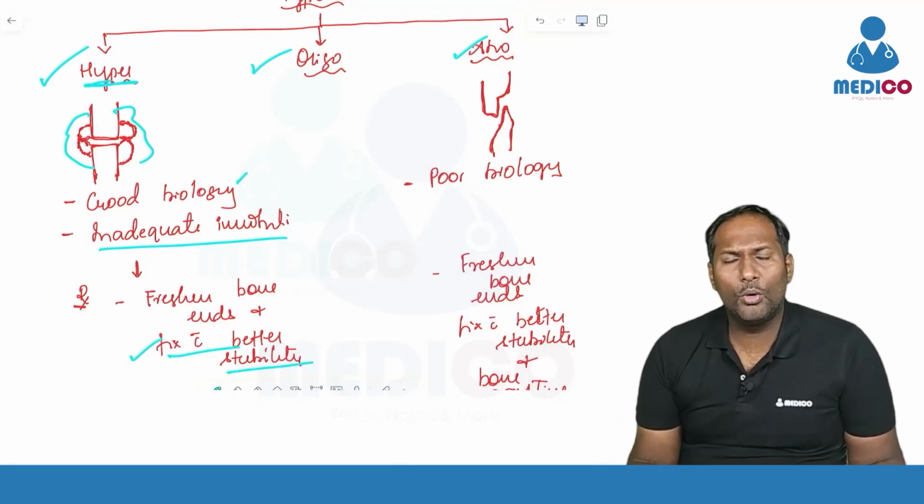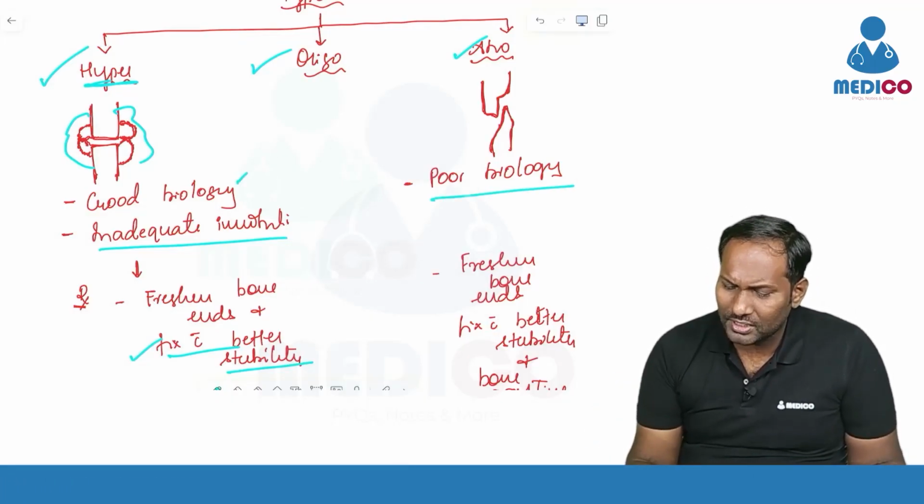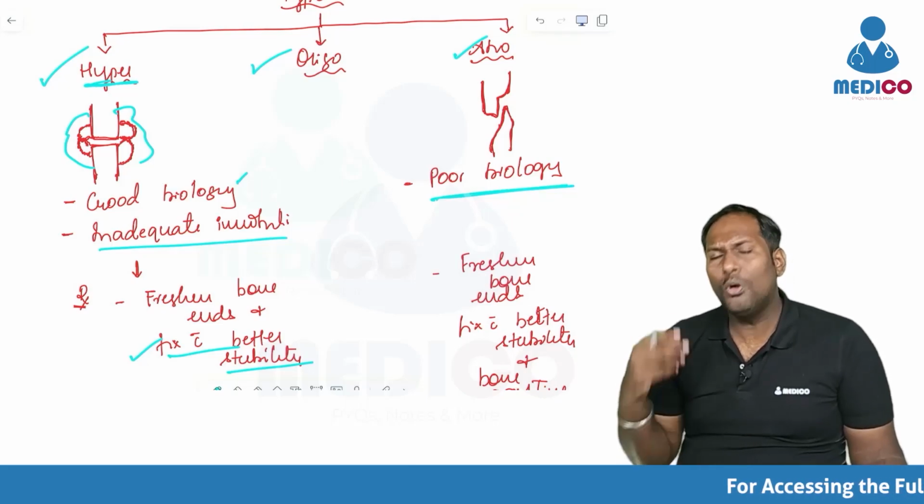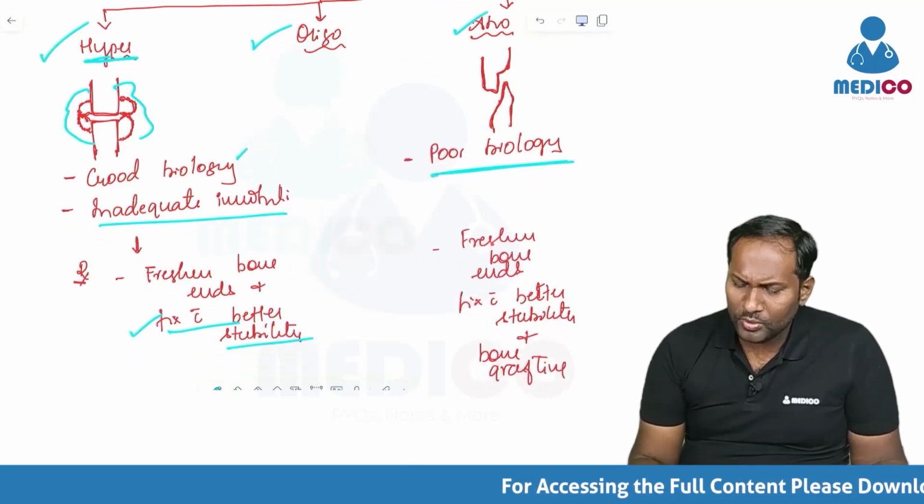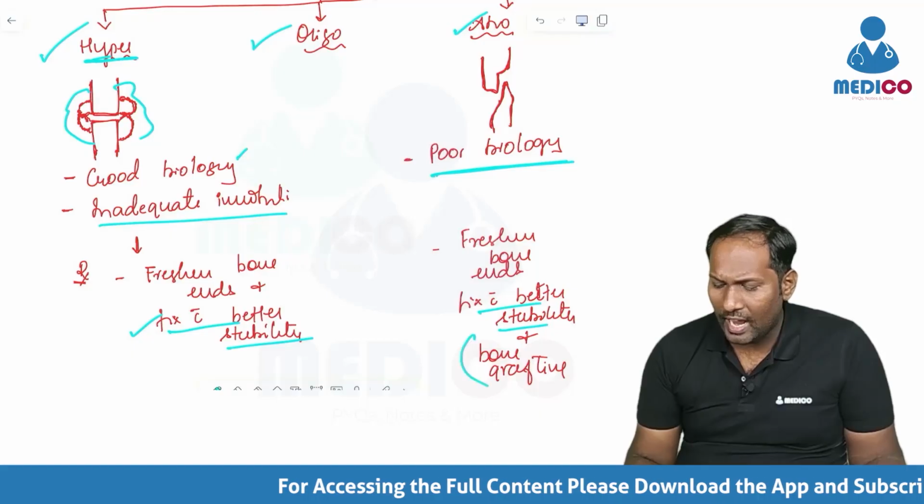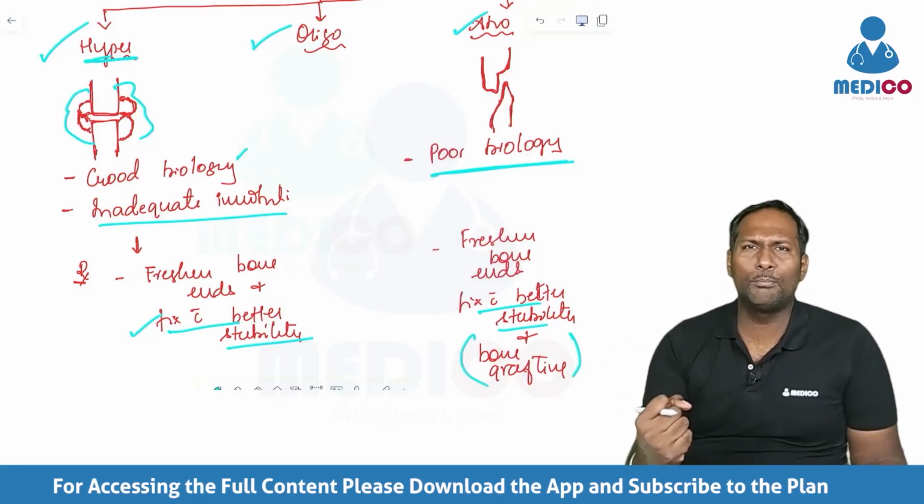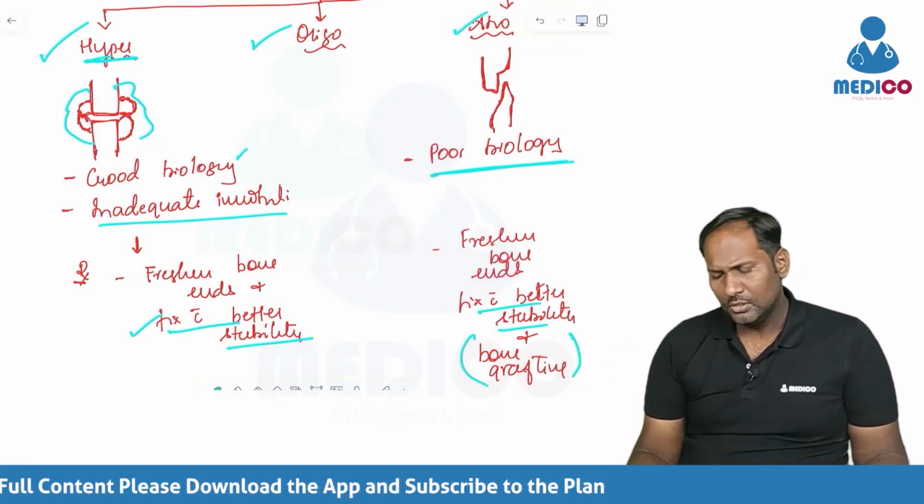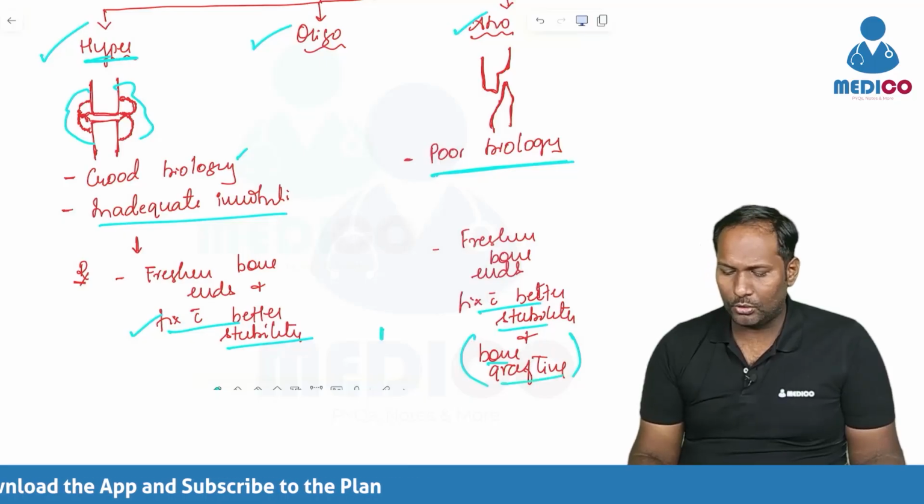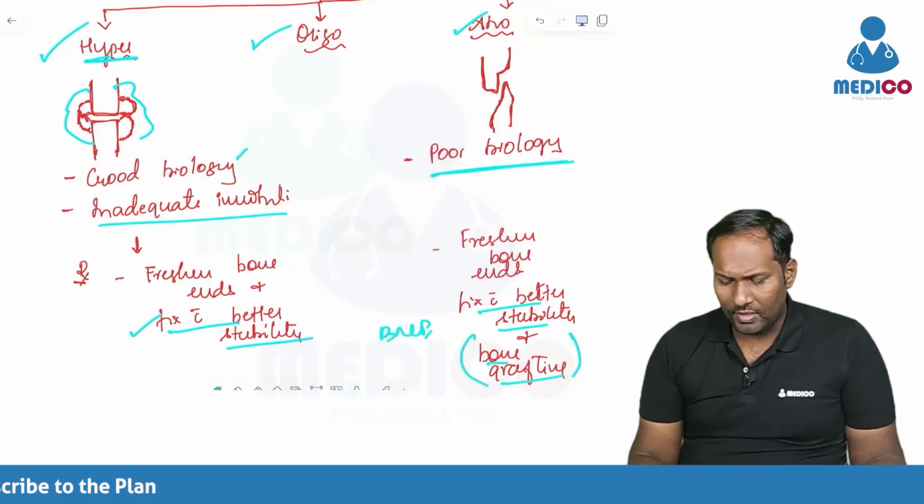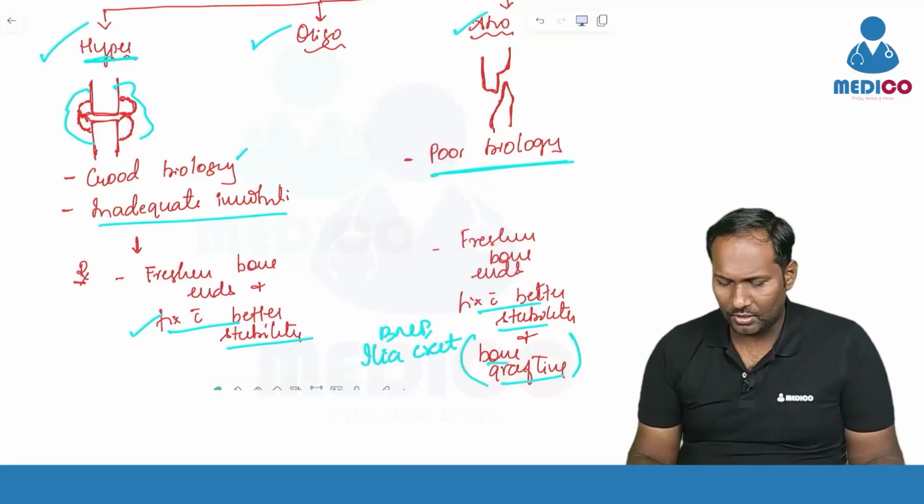Whereas in atrophic non-union, the biology itself is very poor. So there is no bone induction there. So along with fixing with better stability, you will have to provide something with that extra push to give new bone formation. That is called bone grafting. That could be BMPs or an iliac crest bone graft. So all this will give the new bone formation. Okay.